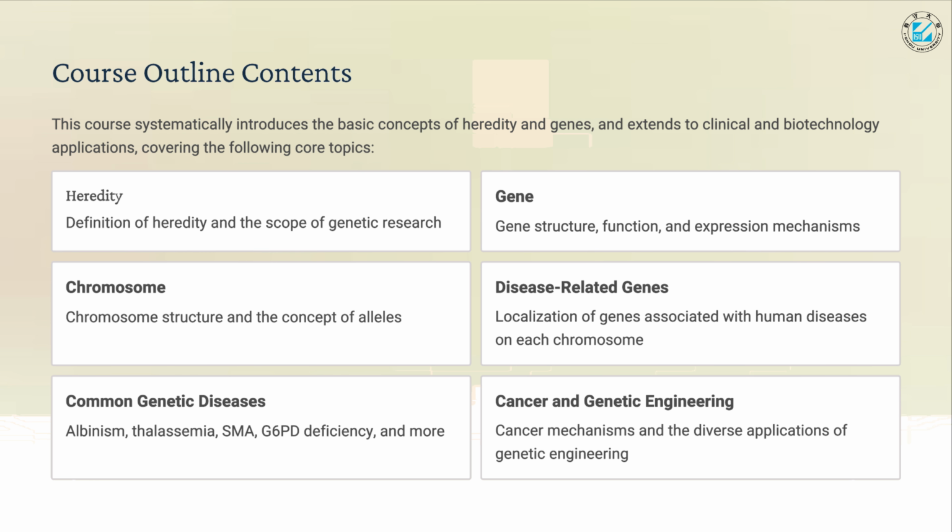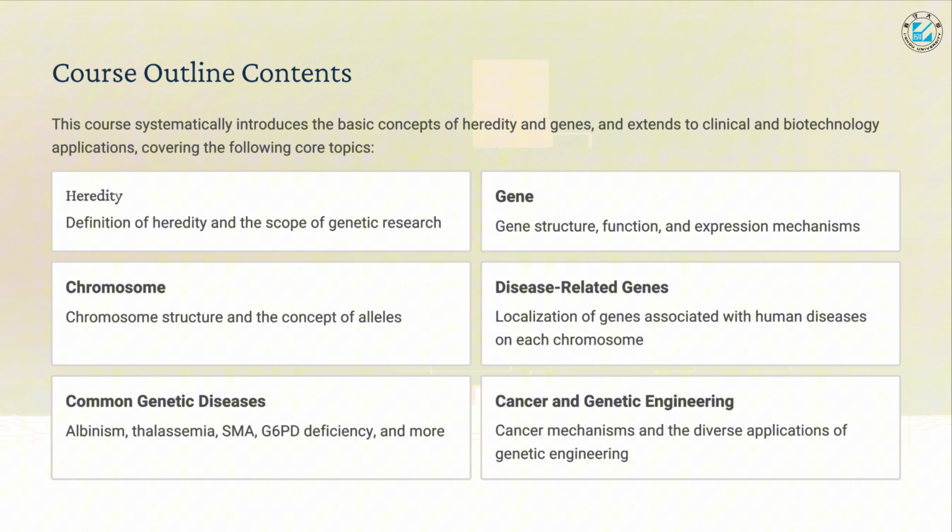First, we will introduce heredity, including its definition and the scope of genetic research. Second, we will discuss genes, including their structure, function, and how genes are expressed. Third, we will introduce chromosome and the concept of allele. Fourth, we will look at the disease-related genes and how they are mapped on human chromosomes. Fifth, we will discuss several common genetic diseases such as albinism, thalassemia, spinal muscular atrophy, and G6PD deficiency.